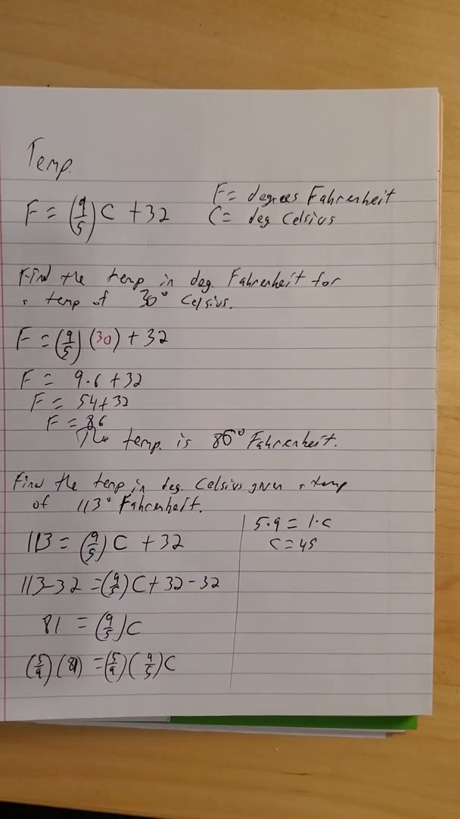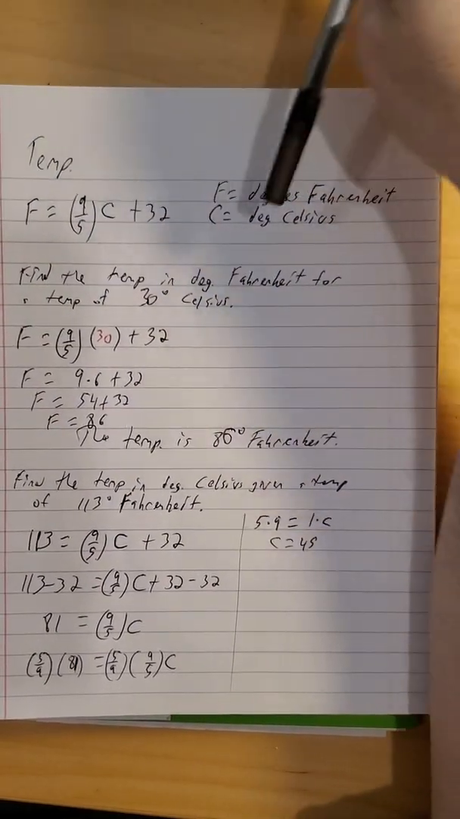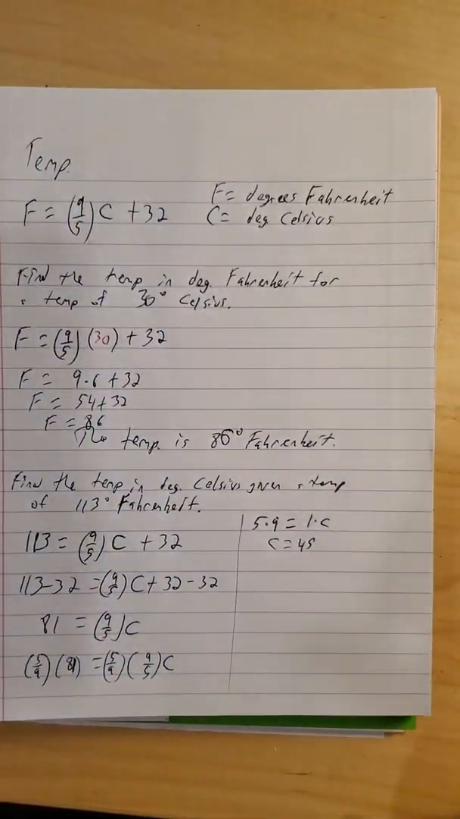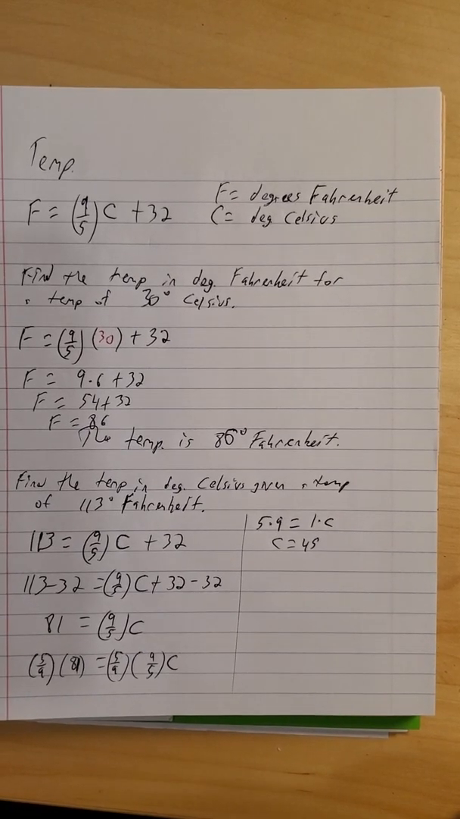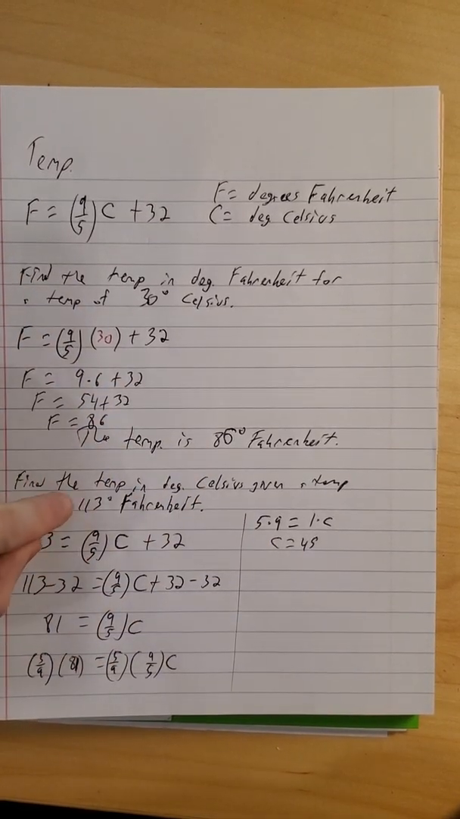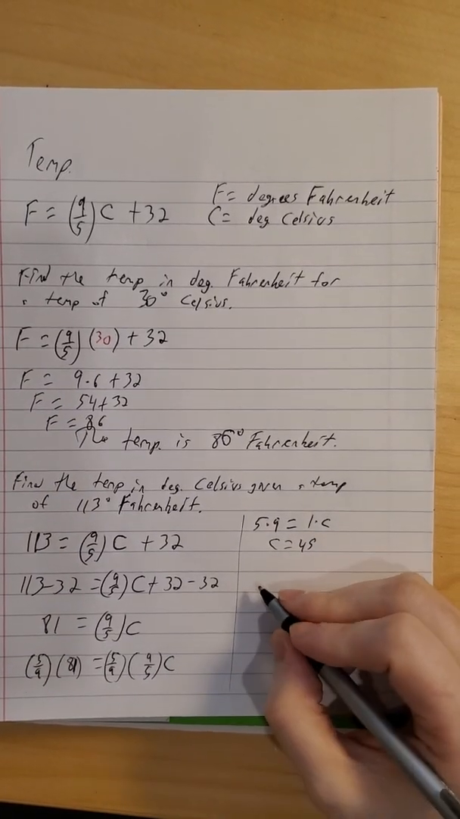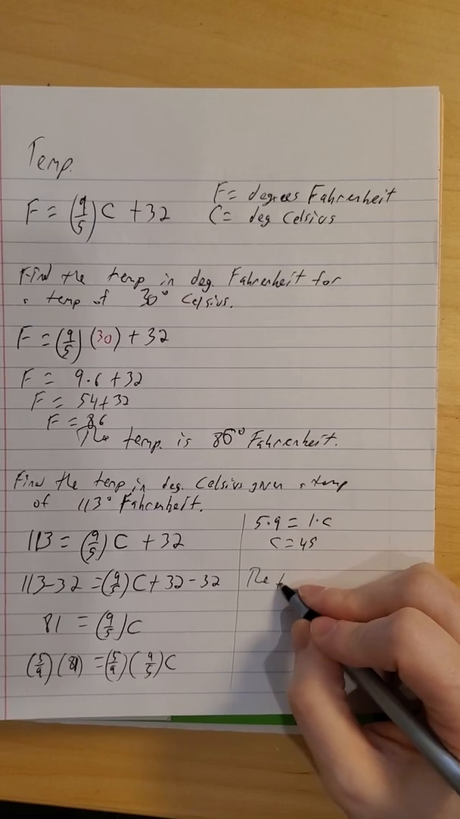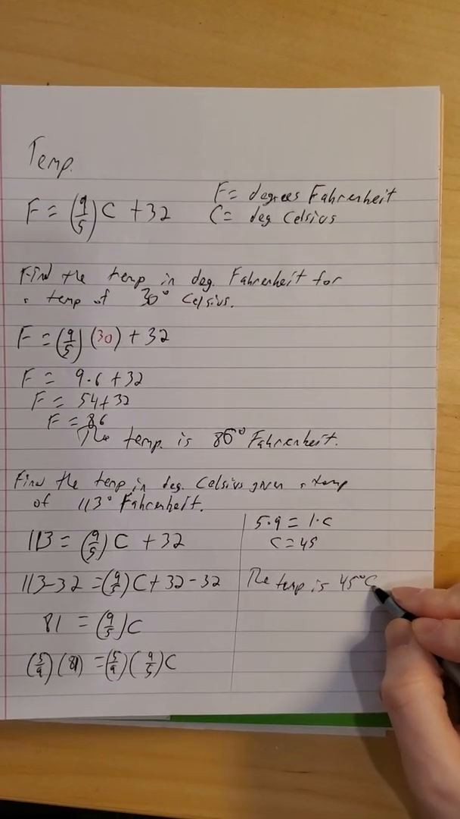So if you are in a different country that uses Celsius, spoiler alert, that's almost the rest of the planet. The US is one of the few countries that's still on Fahrenheit. If you turn on the news and they say it's going to be 45 degrees, going to be a warm one. Going to be pretty hot out that day. So the temp is 45 degrees Celsius.